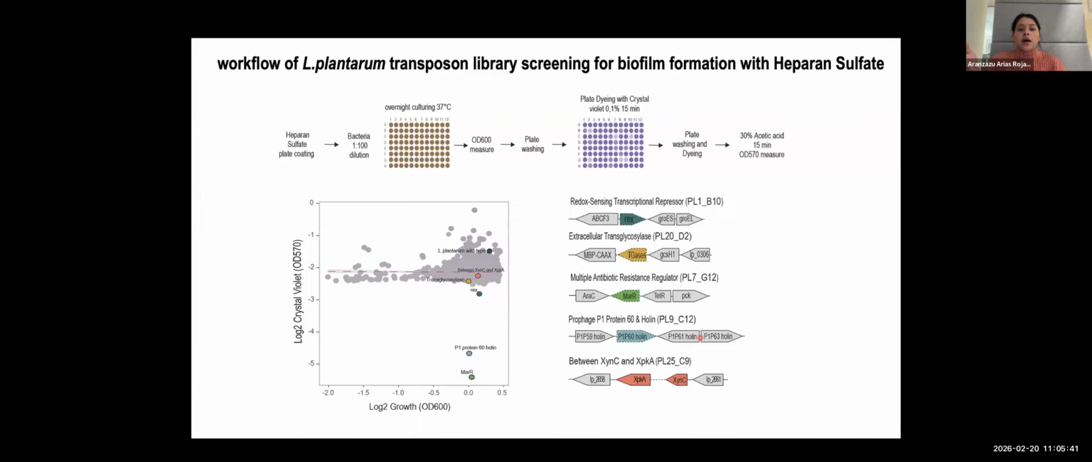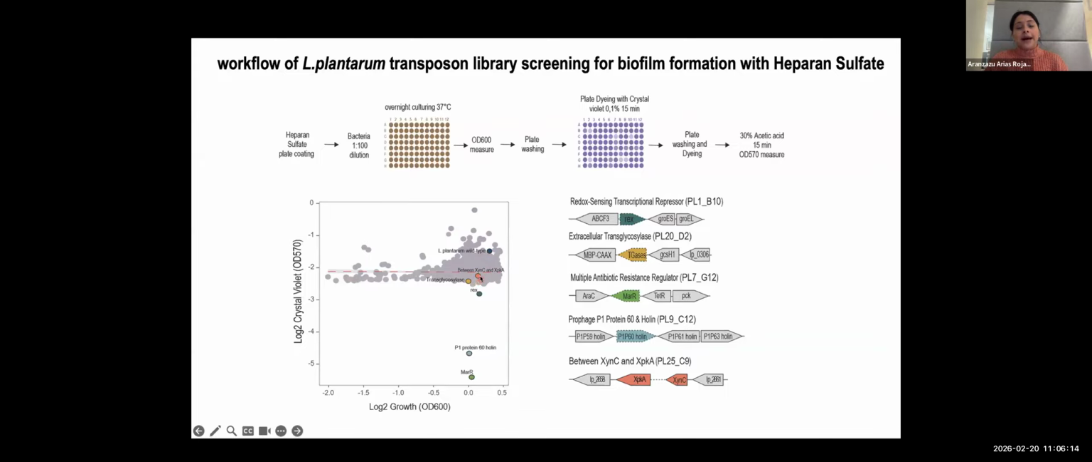Then we developed a model where we measure biofilm formation indicated by crystal violet, which is pretty much a colorimetric assay. But then we also adjust for the growth of Lactobacillus during these assays. After we see how wild type Lactobacillus behaves, as you can see here in the biofilm formation corrected by the growth of the bacteria, you can see past the line the interesting candidates.